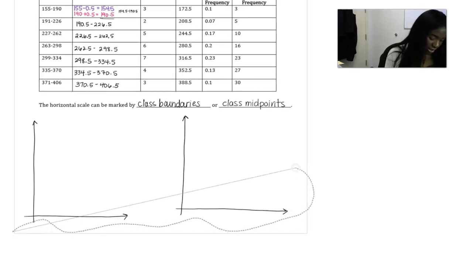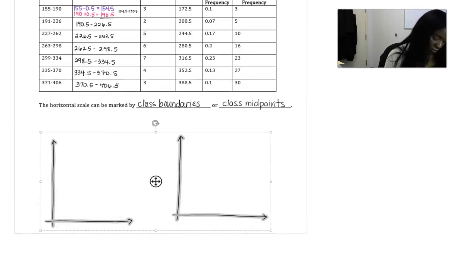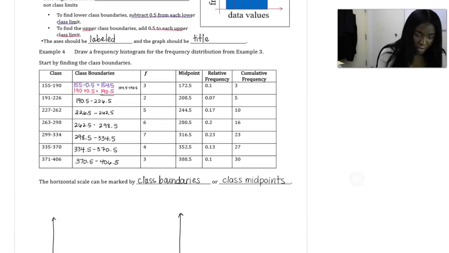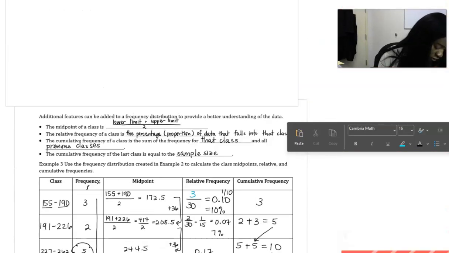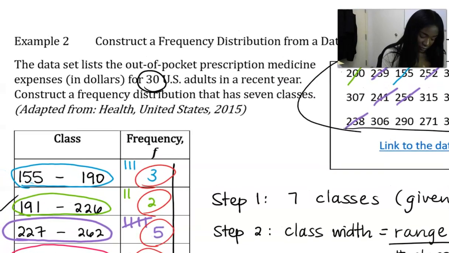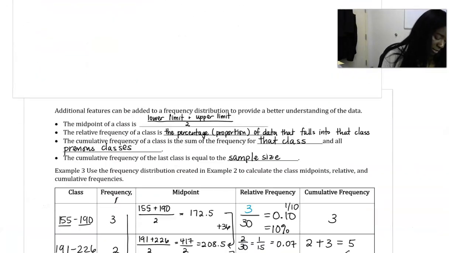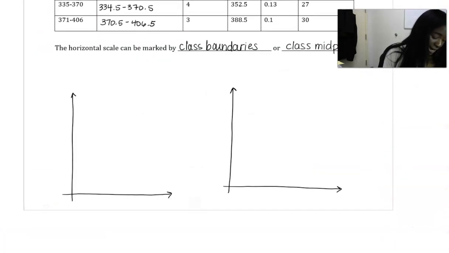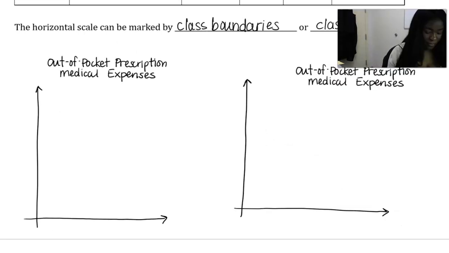So I'm going to scoot these down a little bit just to make sure that I have space to write my titles in there. So to title our histogram, let's go see what this data is about. Let's go refresh our memory. This data is for out-of-pocket prescription medical expenses in dollars. So I'm just going to go ahead and title these histograms out-of-pocket prescription medical expenses.